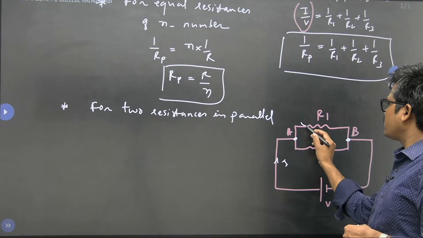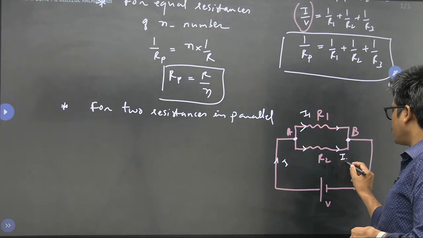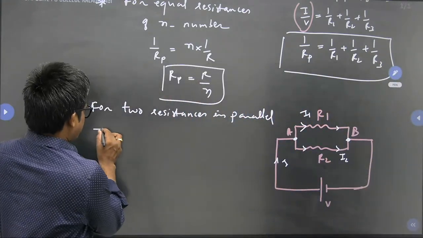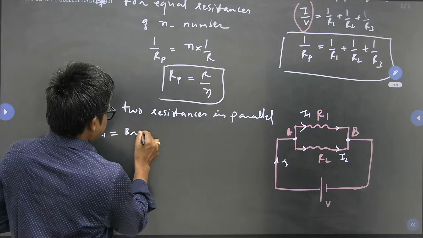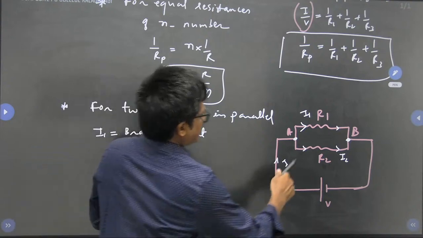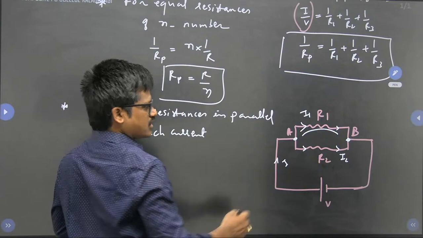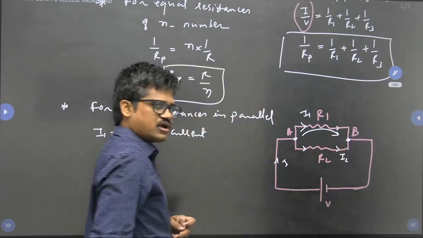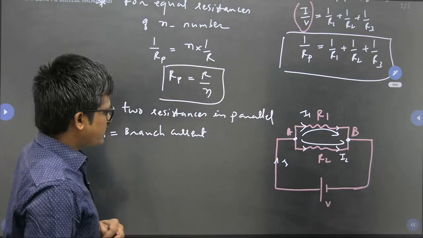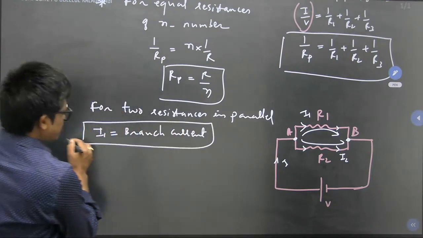There will be a current in this branch, say I1, and a current in the other branch, let us say I2. So what is I1 here? It is the branch current. A branch is from A to B, from one junction to another. This is one branch, and in the same way A to B is another branch. What is the current in the upper branch? I1. Let me go for the branch current formula.